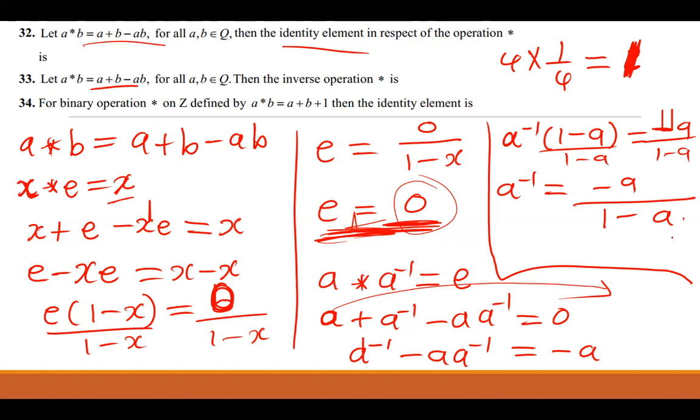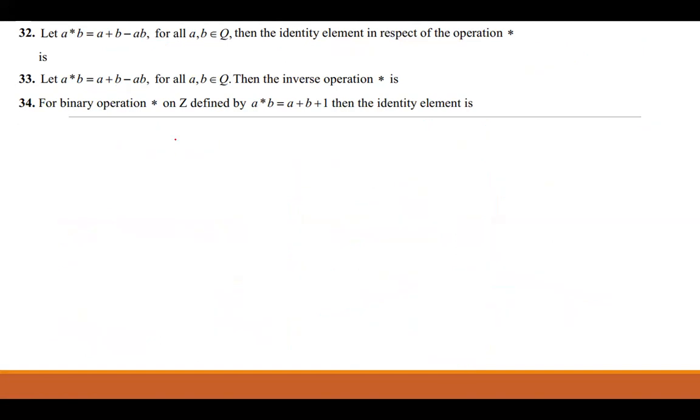So this is how you find the inverse of any binary operation. Let us look at the next one. The next question we have is this one. For binary operation star on Z, which is the set of integers, defined by A star B is equal to A plus B plus 1, find the identity element. Finding the identity element is straightforward.